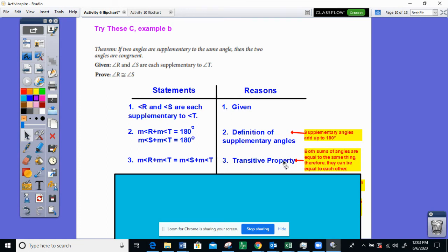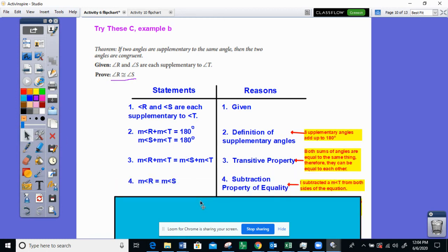So let's stop now and take a second to think about where we're going. We want to prove that the measure of angle R, that angle R is congruent to angle S. We've almost got that, but we've got this pesky measure of angle T on both sides of the equal sign in this equation. How could we get just the measure of angle R and just the measure of angle S? Well, if we can take away the measure of angle T on both sides of the equal sign, we'll be closer to where we're trying to go.